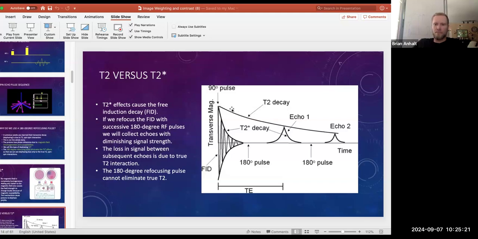Why is it less signal? Because we have true T2 spin-spin interactions that are happening, also known as T2 decay, that we can't negate, we can't minimize. It's always going to happen. So we can put the protons back together, but they're never going to go 100% back together because true T2 interactions are non-reversible. What's reversible? T2 star decay is reversible.